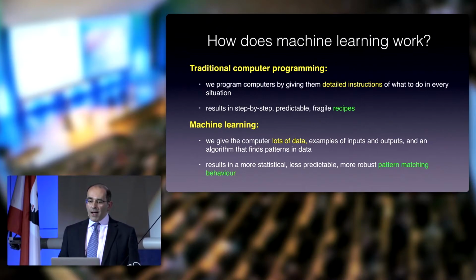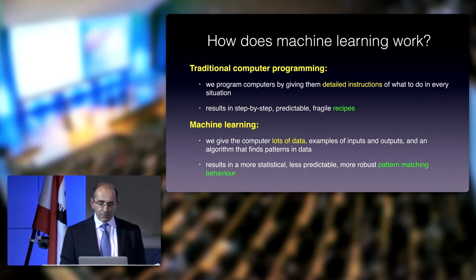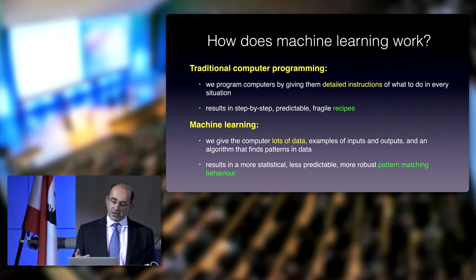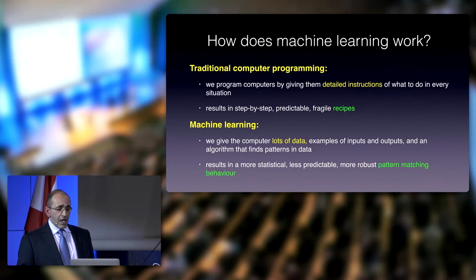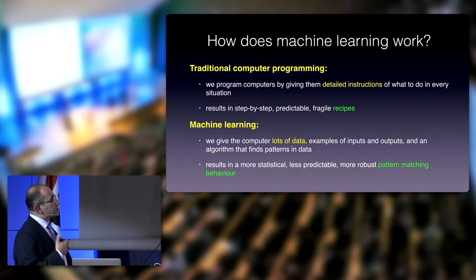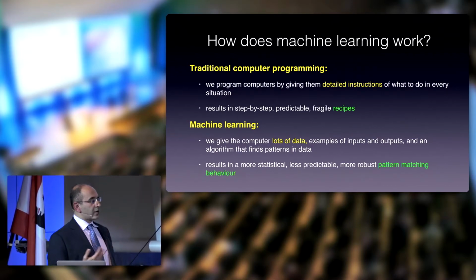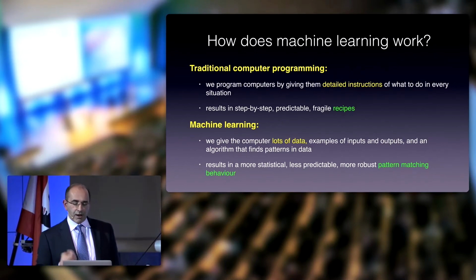In machine learning, in contrast, what we do is we give the computer lots of data, examples of inputs and outputs, examples of behaviors we want the computer to mimic in some way, and an algorithm that basically is good at finding patterns in data. And what results is a more statistical, but also less predictable, more robust pattern matching behavior. That's the real contrast between traditional computer programming and machine learning.